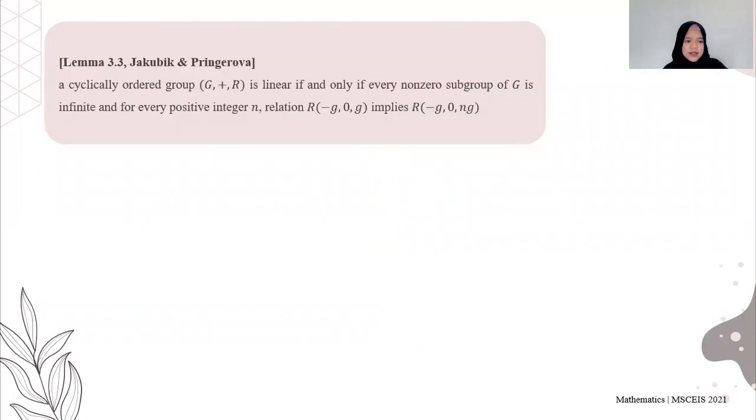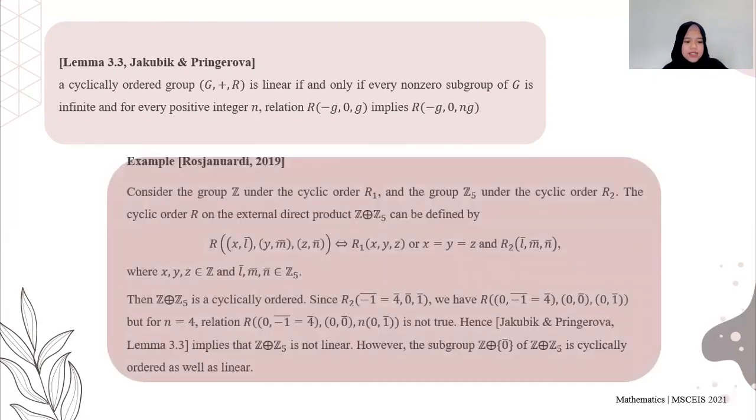Next, there is a lemma from Jakubik and Pringerova from their article. It says that a cyclically ordered group (G, +, R) is linear if and only if every non-zero subgroup of G is infinite, and for every positive integer n, the relation R(-g, 0, g) implies R(-g, 0, n times g). Next is the example that we mentioned in the introduction.